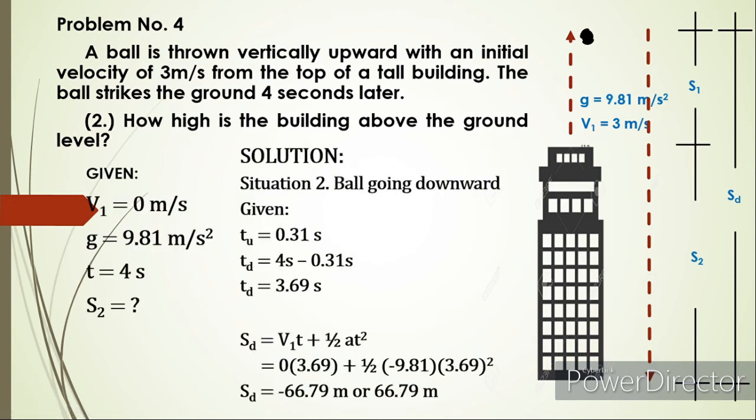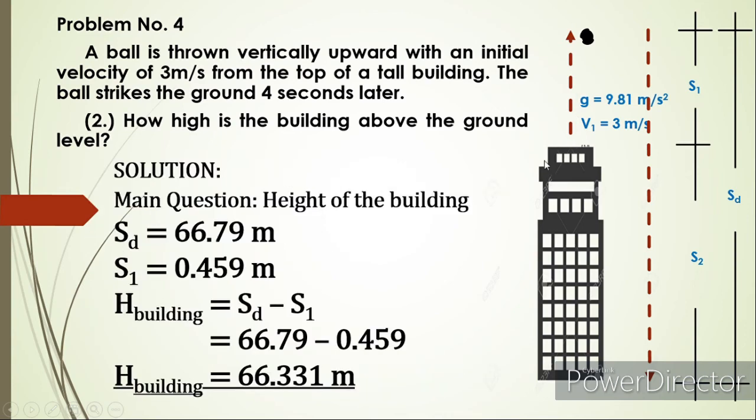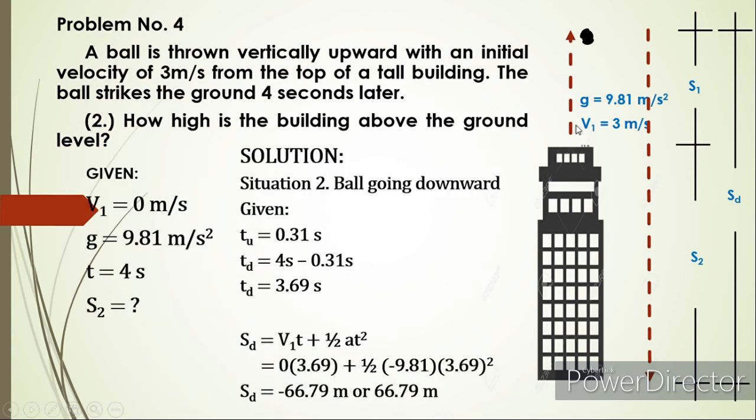Ngayon, sinabi nung problem na after 4 seconds daw, simula nung tinapon yung bola pataas, ay bumagsak na yung bola sa lupa or tumama na sa lupa yung bola. Ngayon for situation number 2, ball going downward. So kanina na-compute natin yung time na tinravel nung bola mula doon sa pagkahagis sa kanya hanggang doon sa highest point niya, which is 0.31 seconds. So ngayon, itong time na to, pagkahagis nung bola pataas, nag-travel siya ng 0.31 seconds.